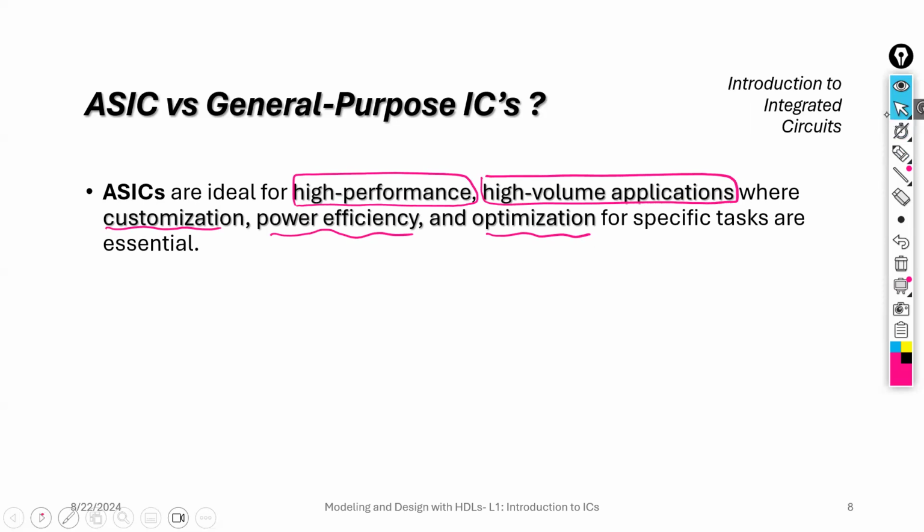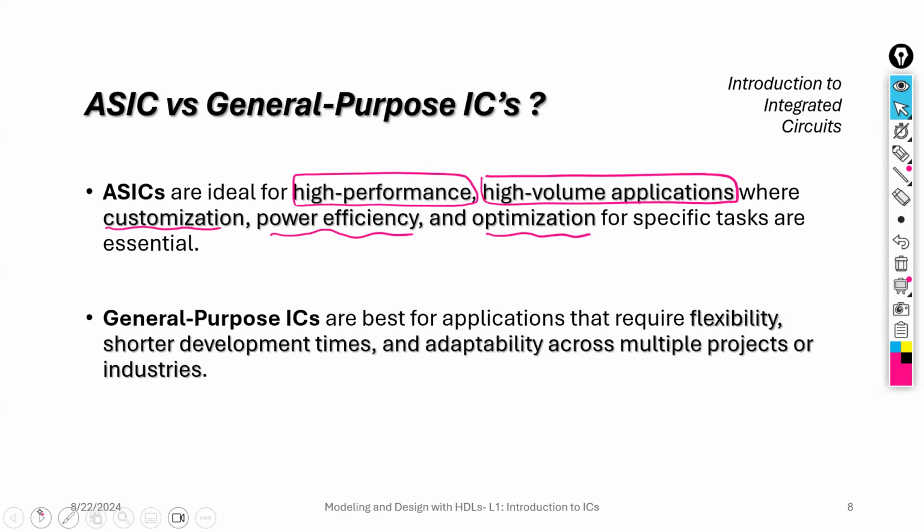Whereas with general purpose ICs, for example, more flexibility is available and you can design your ICs in less time, with adaptability across multiple projects or industries. It's not specific to only one industry or one particular task. It can be many purpose.